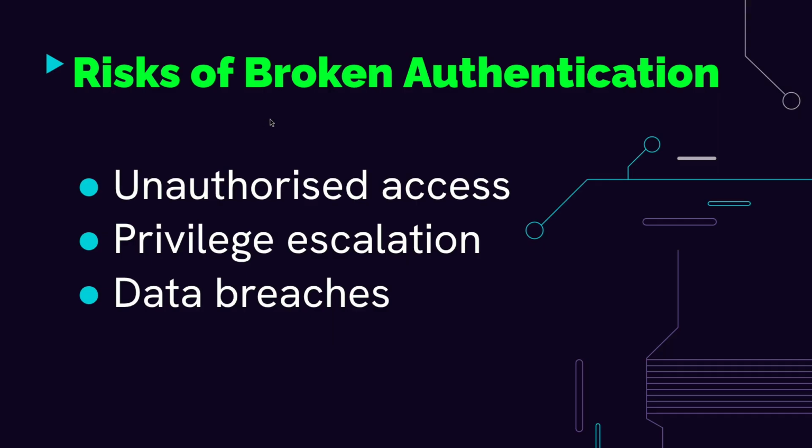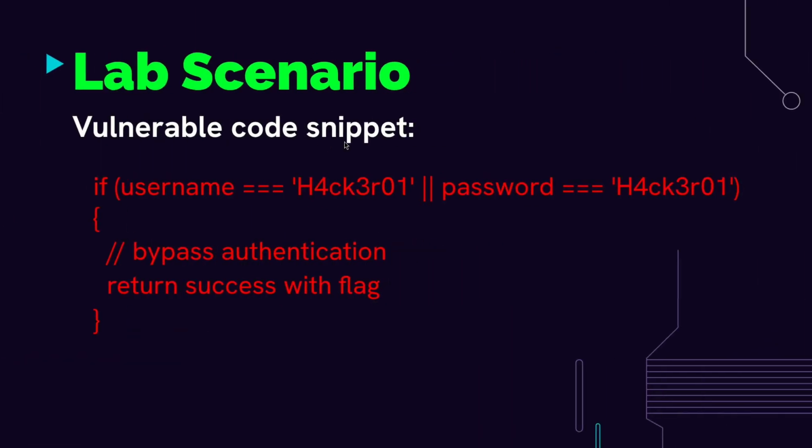So we're going to exploit our lab. We're going to do it practically and see how broken authentications are exploited and how they really work. So before we do that, we need to see what the vulnerable code snippet is in our code. So we are going to exploit a login page that has this kind of vulnerability, and it actually has this very code in the backend. So this is the vulnerable code snippet in our lab.